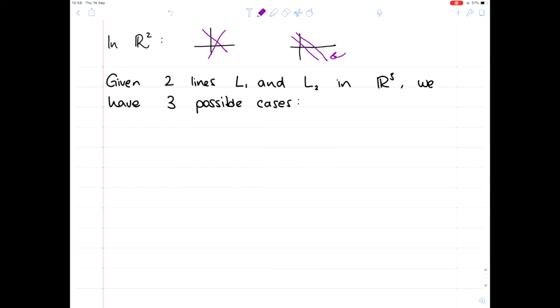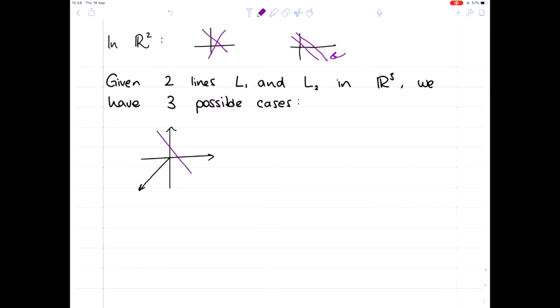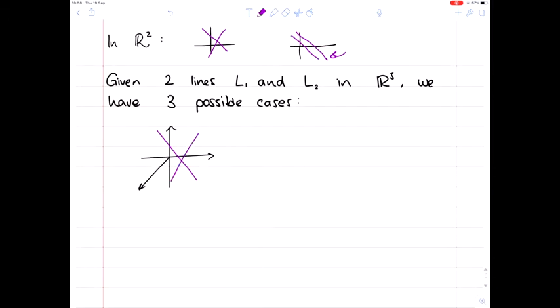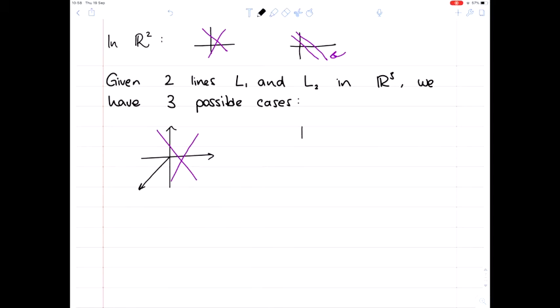But if we are in 3 dimensions, then we actually have 3 possible cases. So we have the case where our 2 lines intersect, and we have the possibility that our 2 lines are parallel.